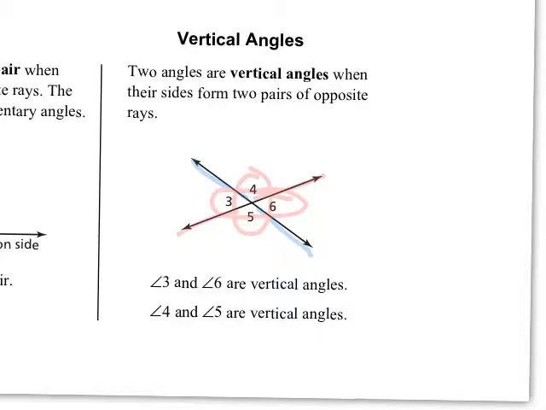Okay, so 4 and 5 are vertical angles, 3 and 6 are vertical angles. Do we have any questions on any of the vocab pieces? We good? Okay, let's practice a little bit with it.